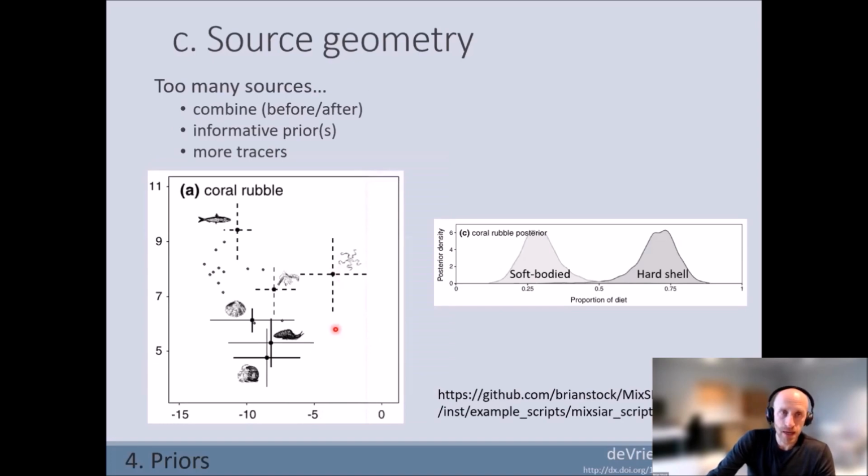Here's an example if you have too many sources. If you only have two tracers, two isotopes, and you try to run a mixing model with 6 sources, one thing you can do is combine. You can run the model with 6, estimating 6 proportions, and then combine those afterwards, a posteriori. You can also try putting on informative priors if you have information from stomach contents or fecal contents or visual observations. You can also include more tracers, because that gives you more data to fit the models too.